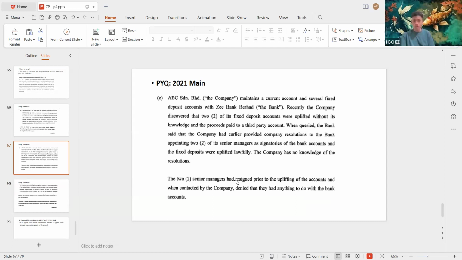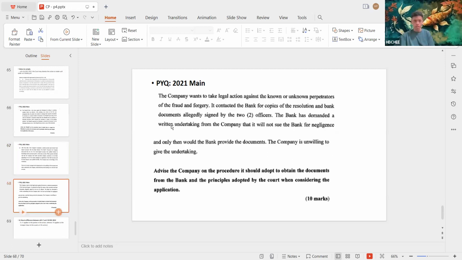The two senior managers had resigned prior to the uplifting of the account. When contacted by the company, they denied that they had anything to do with the bank accounts. Now the company wants to take action against the known or unknown perpetrators. Here is the main point. From the previous question, we already identified who is the person to be sued. But now the question is, you are going to bring the action against the known or unknown perpetrators, which means it remains uncertain.